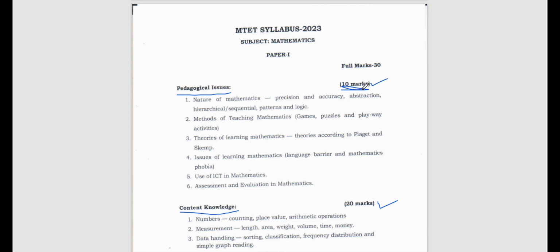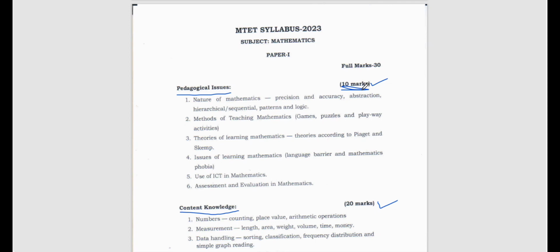Especially I'm talking about friends who are in the SC and ST category, because you just need 82 marks out of 150, which is very easy. Now why am I saying that if you can score 10 out of 10, it will be very good for you? Why?